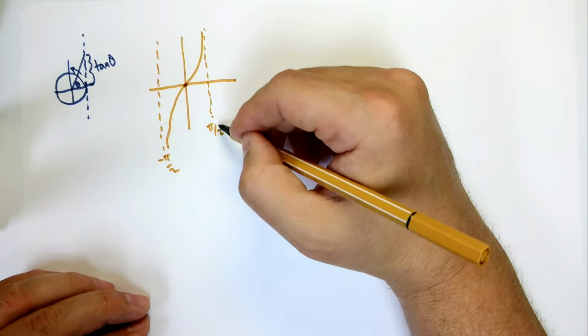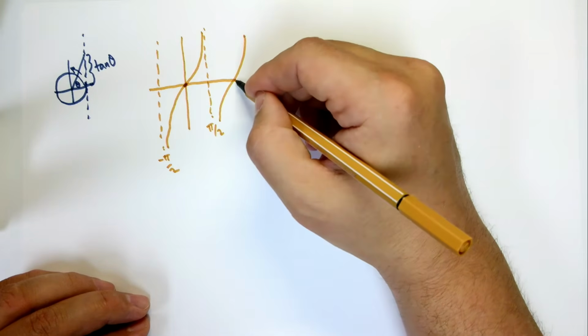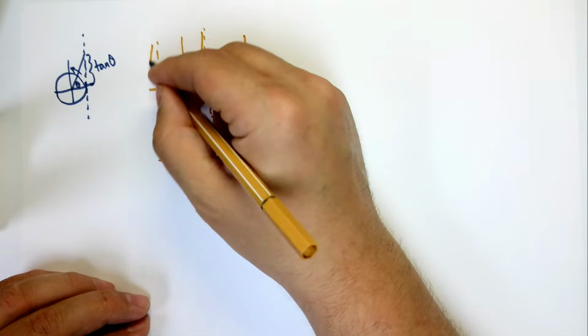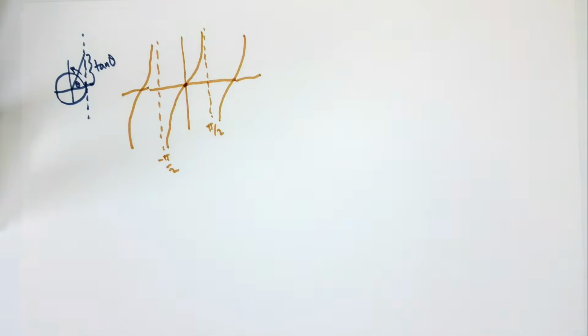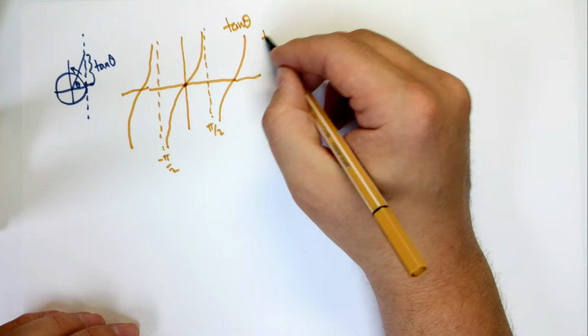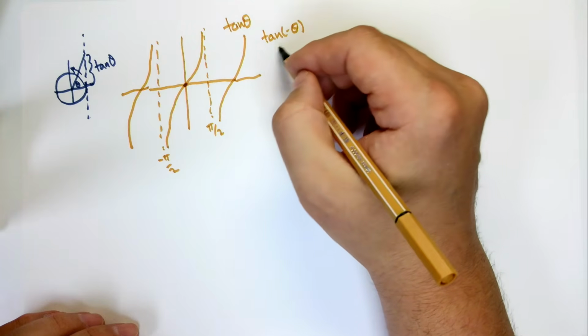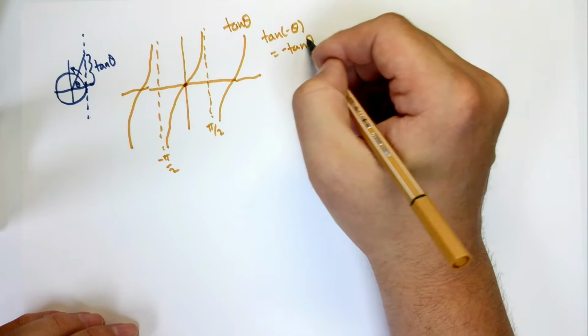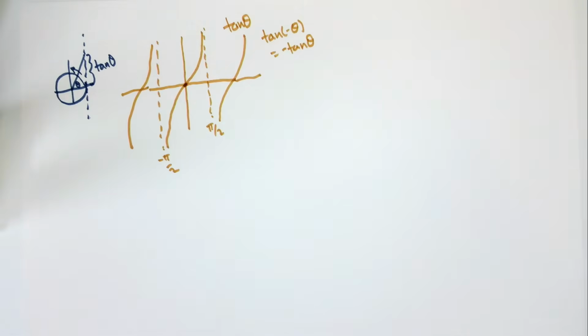Now from here, it turns out it repeats after every pi. So we get this type of behavior here. That's our tangent function. Now, it's periodic, pi periodic. It's also odd. So tangent is an odd function, which means that tangent of negative theta is negative tangent of theta. Then there's some other things that we can say.